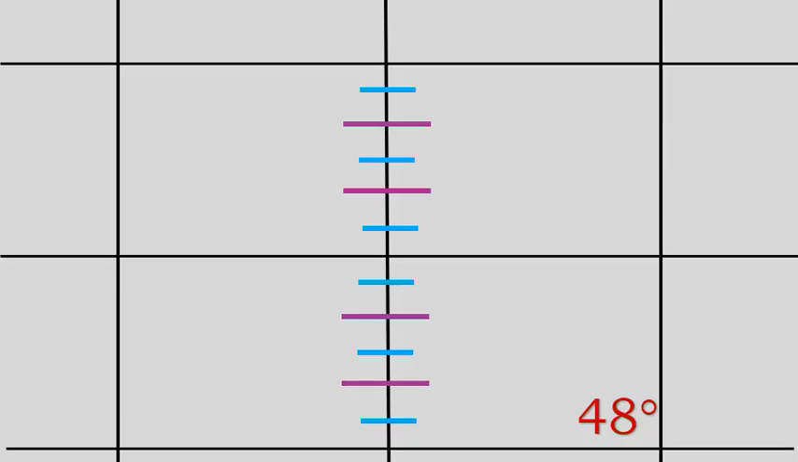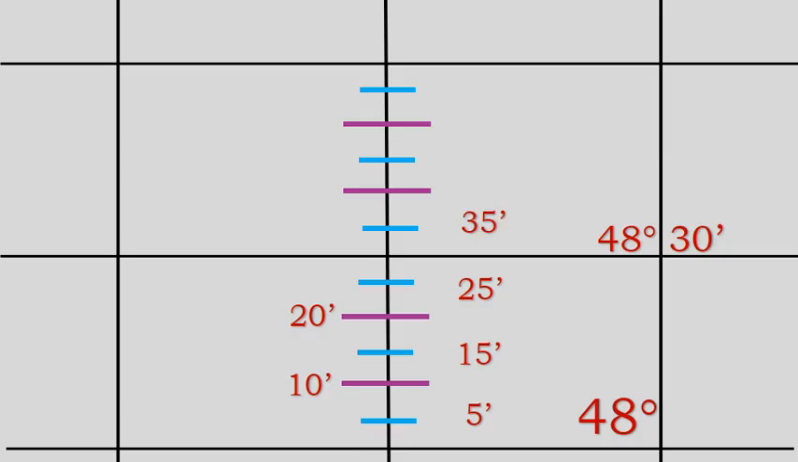Again, the ticks represent 5 and 10 minutes, so for a latitude movement from 48 degrees to 49 degrees, the ticks measure 5, 10, 15, 20, 25 minutes, then 30 minutes as it reaches the next main line, and continuing to 35, 40, 45, 50, and 55 minutes, before reaching the 49-degree line.